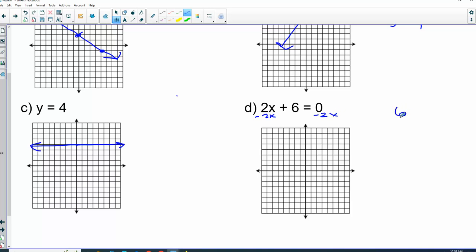So that would give me 6 equals negative 2x, and then to get x by itself, we'd have to divide by 2. So we get negative 3 equals x, or x equals negative 3. So then we would have a vertical line at negative 3. And what is the slope of a vertical line, by the way? Undefined, and a horizontal line is 0. So if it's just x equals a number, that's a vertical line. y equals a number is a horizontal line. Is that okay?